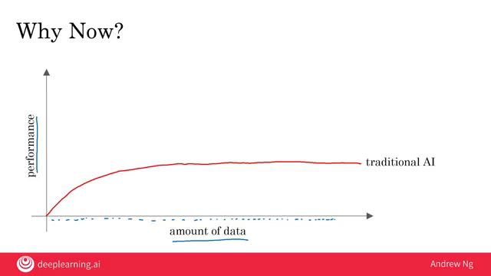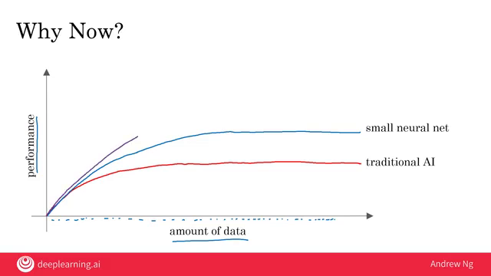AI has really taken off recently due to the rise of neural networks and deep learning. I'll define these terms more precisely in a later video, so don't worry too much about what they mean for now. But with modern AI, with neural networks and deep learning, what we saw was that if you train a small neural network, then the performance looks like this, whereas as you feed it more data, performance keeps getting better for much longer. And if you train an even slightly larger neural network, say a medium-sized neural net, then the performance may look like that.